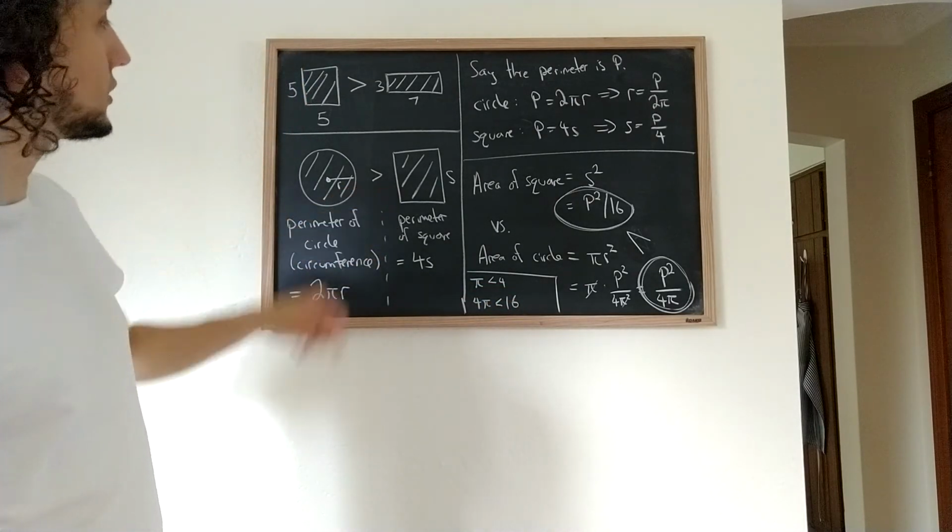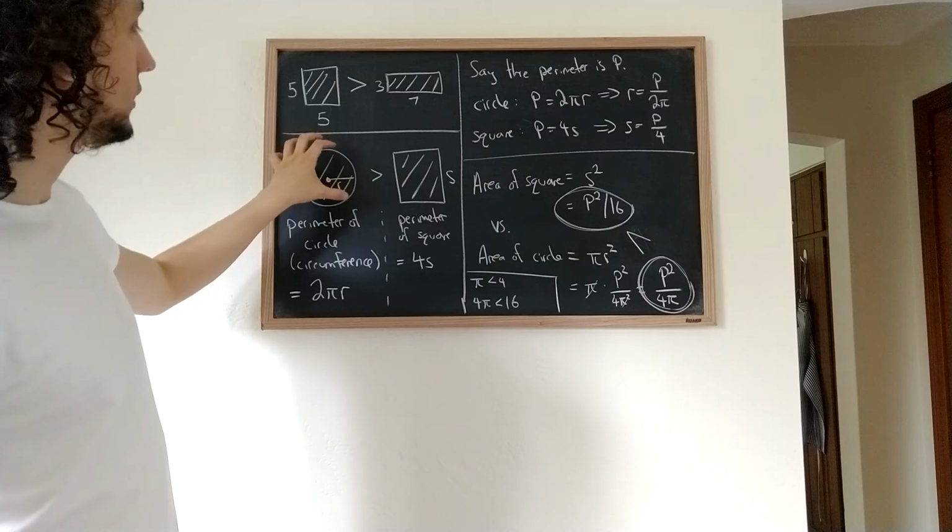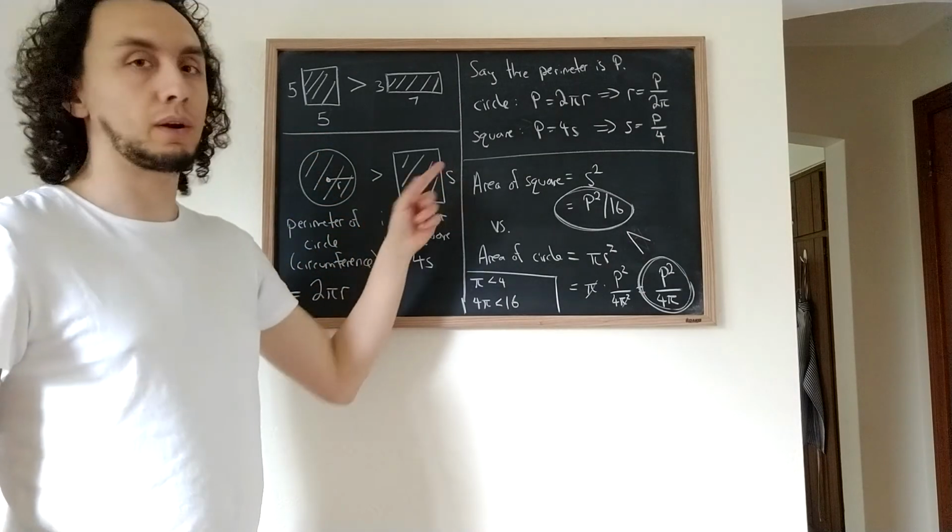So we've shown what we wanted to show, which is that a circle encloses more area than a square with the same perimeter.